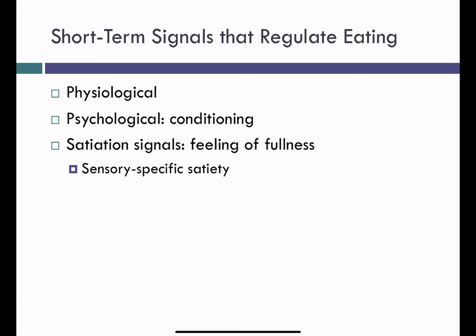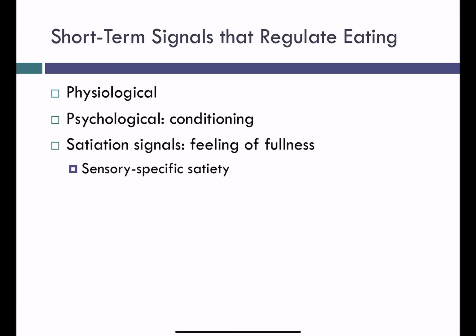There are also signals that regulate eating. So there are short-term signals. There are biological changes like blood glucose and insulin levels. A hormone called ghrelin, the stretch in your stomach, body temperature. All of these things are physiological signals that tell us it's time to stop eating.